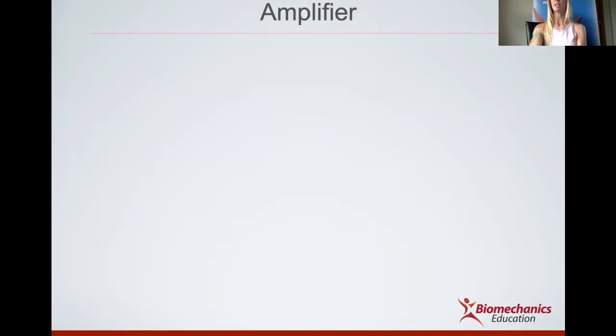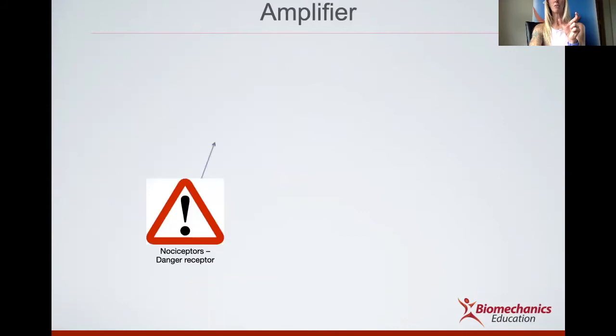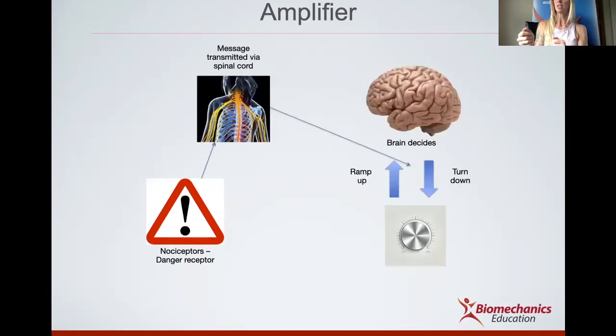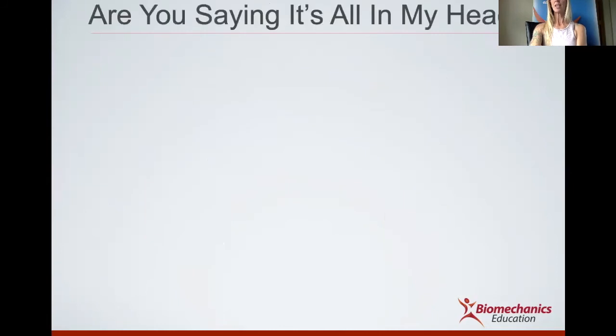That's more likely to be the kind of client that we might work with. So your nociceptors, if you remember those from earlier when we were looking at the spinal anatomy, have that danger reception, send a message to the brain, which decides whether to turn the pain dial up or turn it down. That would indicate we could do one or the other through cognitive type therapy. So what are you saying, it's all in my head? Well, no, but yes.